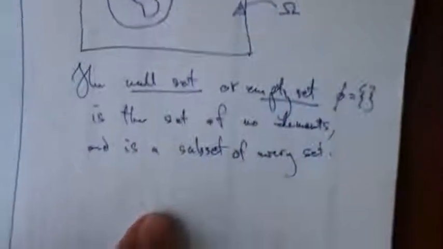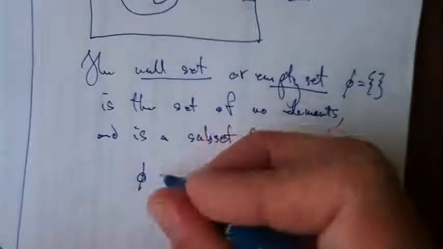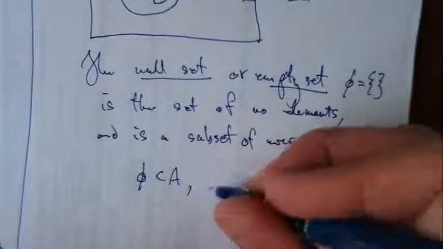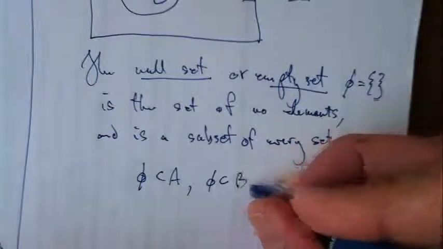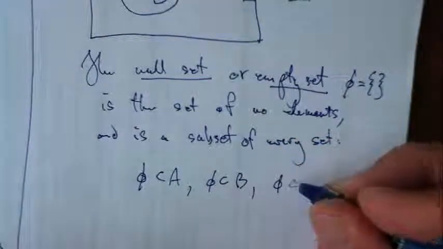Okay. That is, it's a subset of the set A. It's a subset of the set B. It's even a subset of itself. Okay?